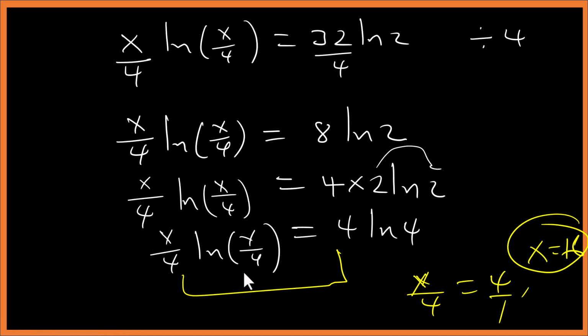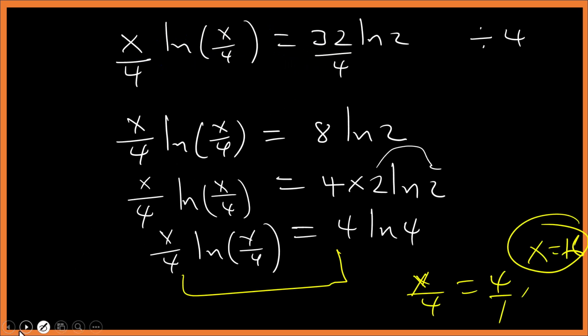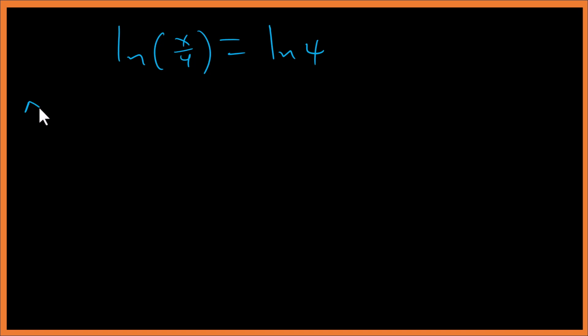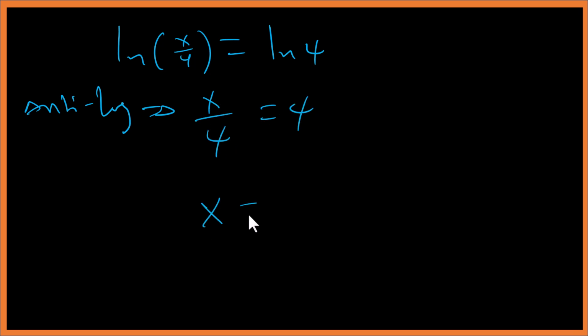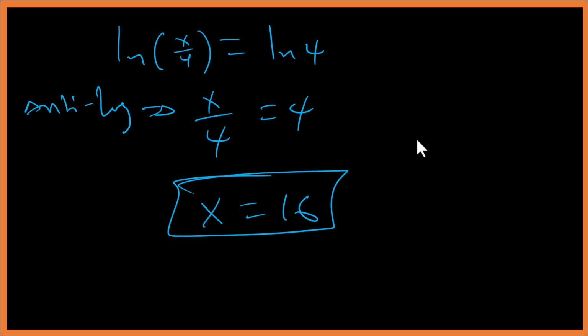Or ln of x over 4 equals ln of 4. So we have it here, this equals that. By taking antilog, this one would be x over 4 equals 4, which is the same as 16. So x equals 16.